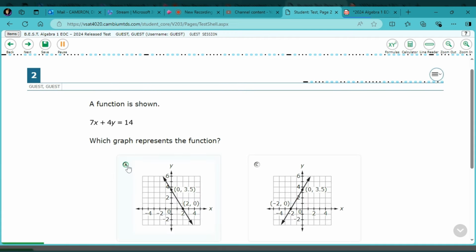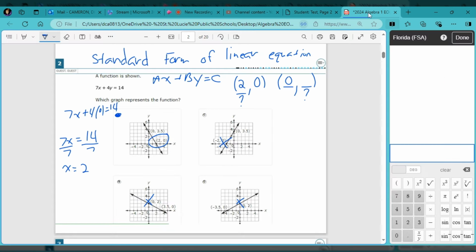Number 2 is A. And if you would like some more practice on graphing linear equations or linear functions from standard form, you have IXL lesson 7MZ. And just so you know, 49% of students got this question correct on the Algebra EOC last year.